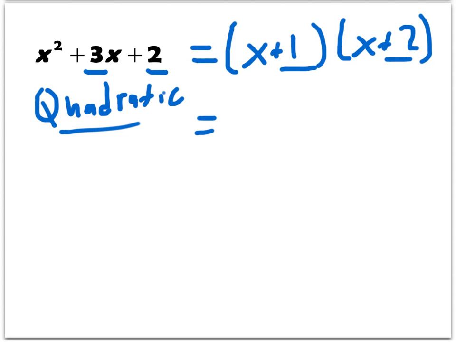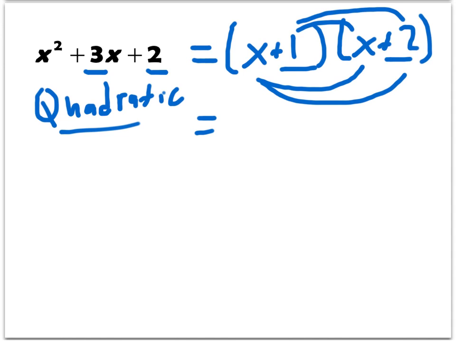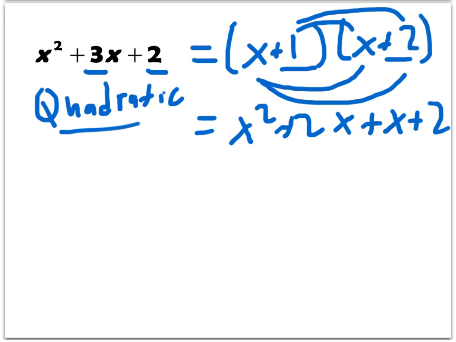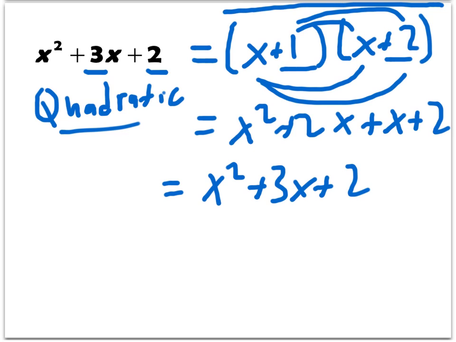And so now to check that this really does work, meaning these are appropriate factors, what we can do is to FOIL things out. So we go first, outer, inner, last. And when we do that, we get x squared plus 2x plus x plus 2. And so then we combine like terms to get x squared plus 3x plus 2. And so this really is an appropriate factorization.